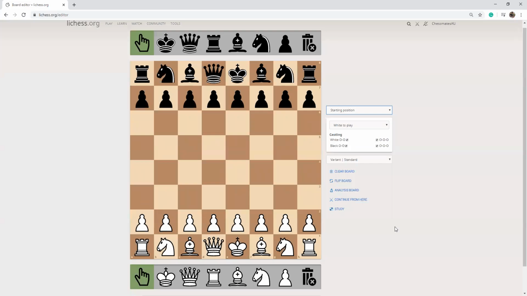What I'm going to go through now is the different parts of the chessboard and what role they play in a game of chess and how you start off a game of chess.